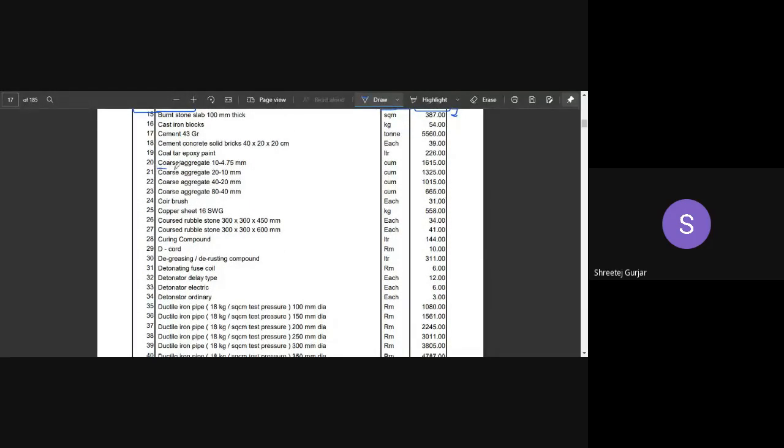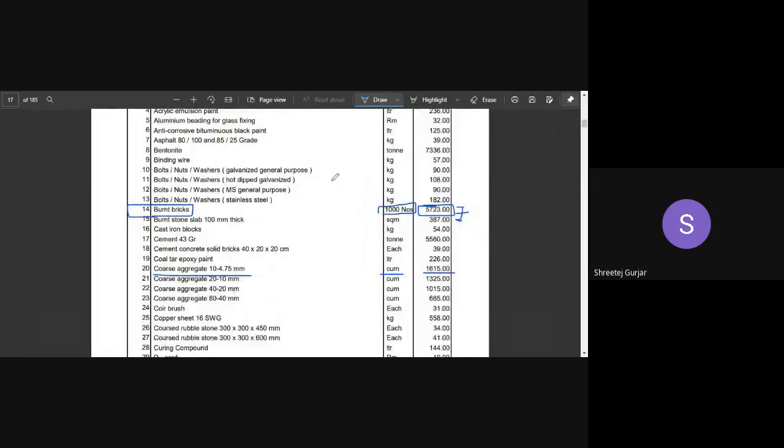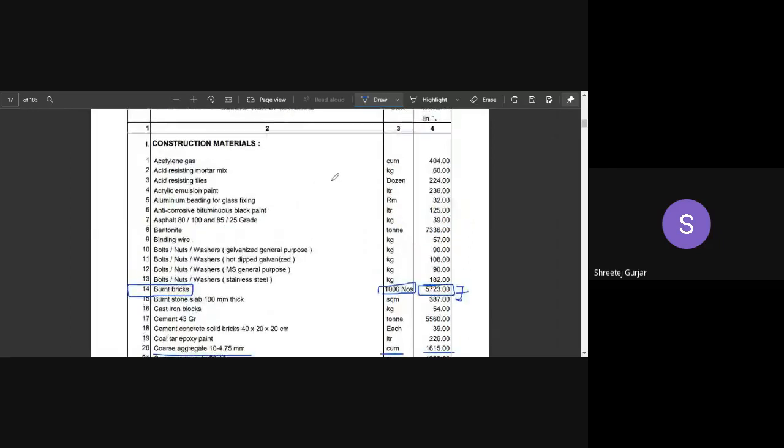You can see coarse aggregate is given, okay, in cubic meters, and the rate per cubic meter is given. It is 1615. Okay, so this is just a reference that you can use. This is a reference document which you can use. This is not a standard one, right? So this document gives you a reference. The rate will vary depending upon your place, depending upon the vendor which you are taking it from. Okay, it can be nearby, it will be something plus or minus, right? But this gives you a reference value so that you are not being charged overly.